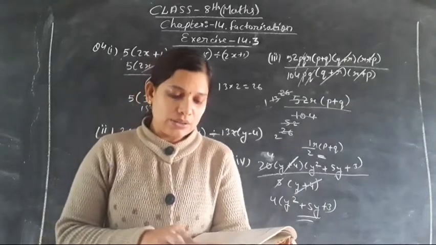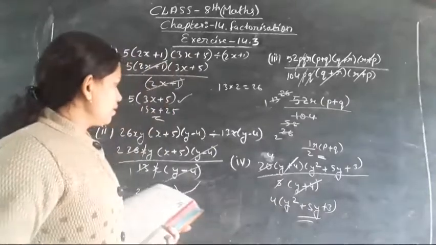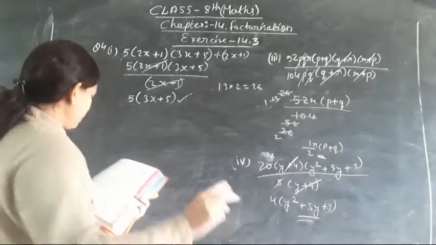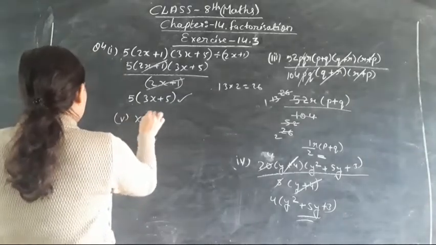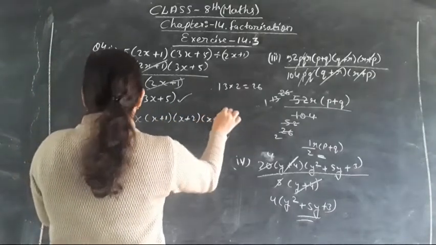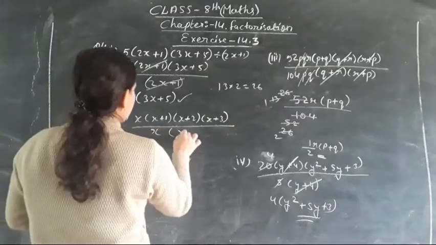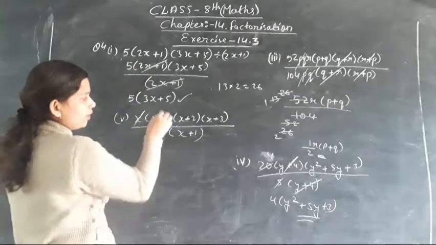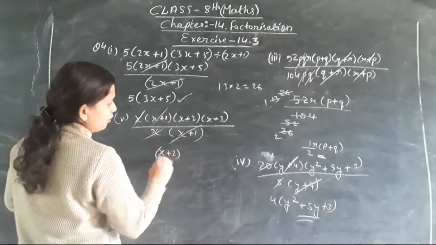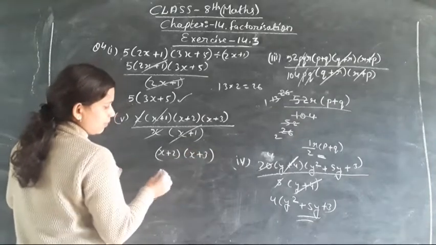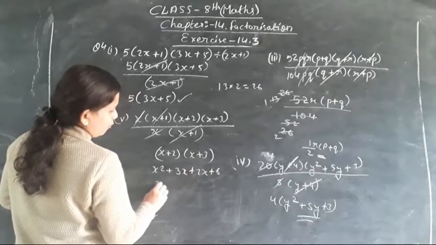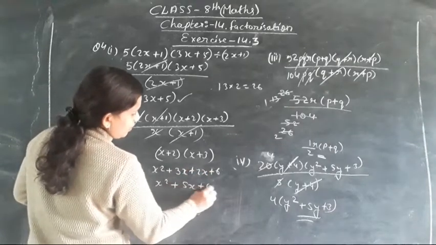The fifth part is again a very simple part of this, not a very difficult question. x into x plus 1 into x plus 2 into x plus 3 will be divided by x into x plus 1. So x from the numerator and denominator, x plus 1 from the numerator and denominator will get cancelled, leaving x plus 2 into x plus 3. ज़्यादा से ज़्यादा इसको एक्सपांड करेंगे तो x स्क्वायर प्लस 3x प्लस 2x प्लस 6. So here it will be x square plus 5x plus 6 is the answer.